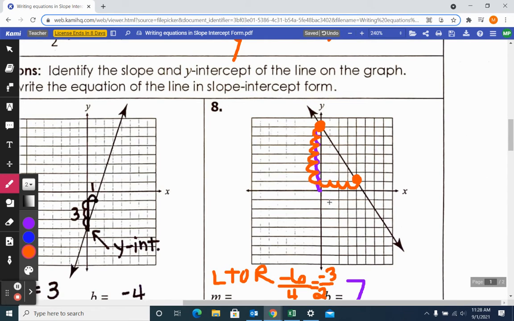So if I have to go down, if I have to count down to get to my next point, it's negative. Remember, if you put a little man on the left of your graph, like on the top left, which way would he fall? Down. So that's negative. But you always have to put him on the left side.